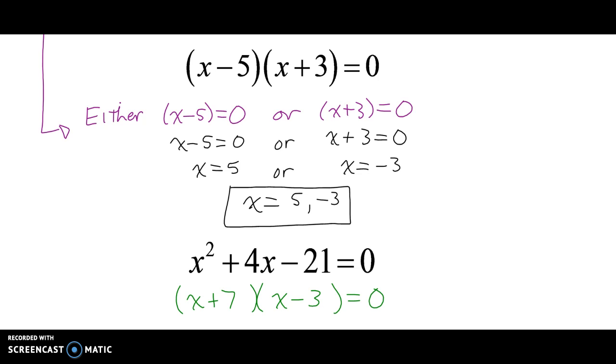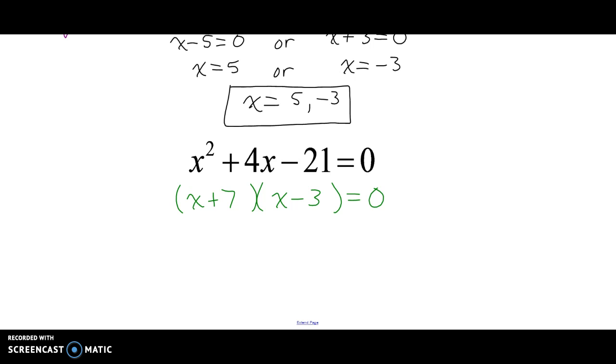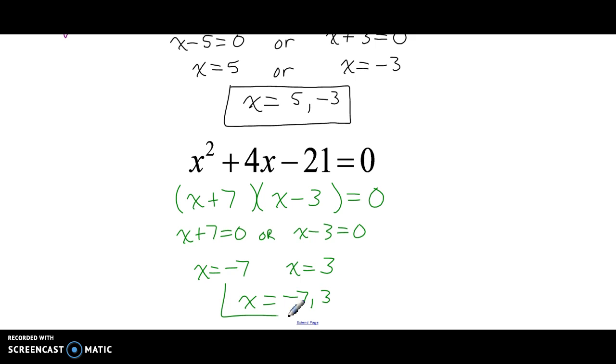So if we now have a product equal to 0, then either this part equals 0 or this part equals 0, and each one of those is fairly easy to solve. Move the 7 over here, you get x equals negative 7. Move the 3 over here, you get x equals 3. So the two answers to this equation are x equals negative 7 and x equals positive 3.